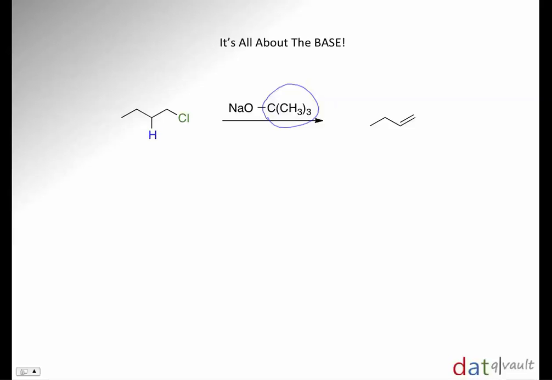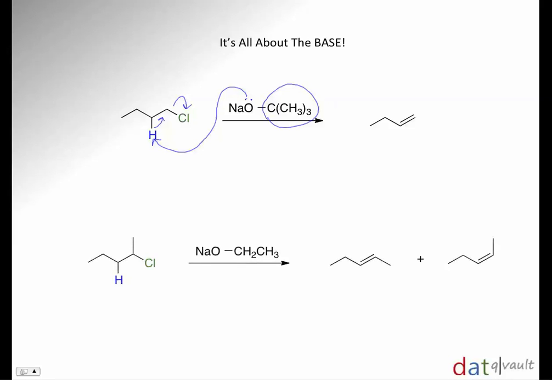This is because if we used a smaller base or a smaller alkoxide, we would probably just get a substitution reaction with the chlorine to form an ether instead. But due to this base being extremely large, it actually can't get in here to this carbon to do a displacement. So instead, it just deprotonates the alpha hydrogen and does an elimination reaction to form our alkene.